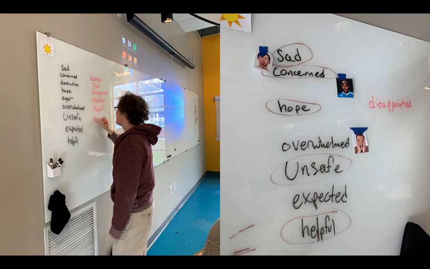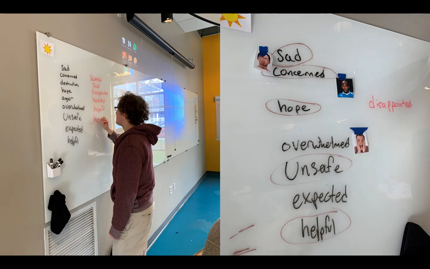Then I had the students compare the lists of their emotions to the lists of emotions that they generated from the climate scientists. And then I had them narrow down these lists so that there weren't any duplicates, and come up with sort of a master list of emotions.